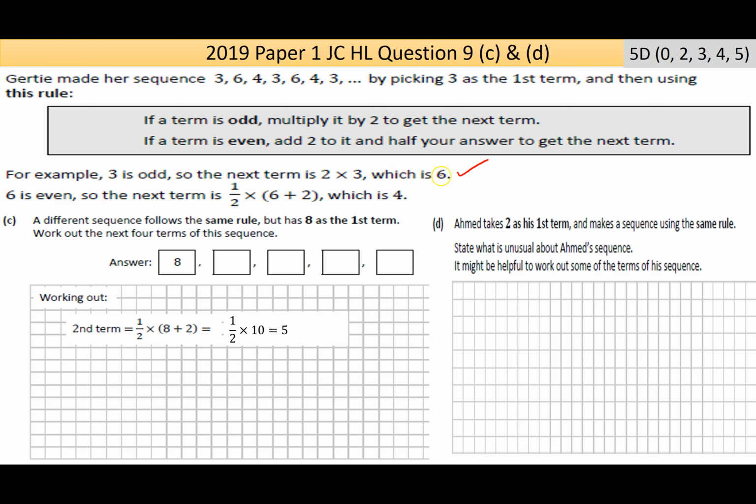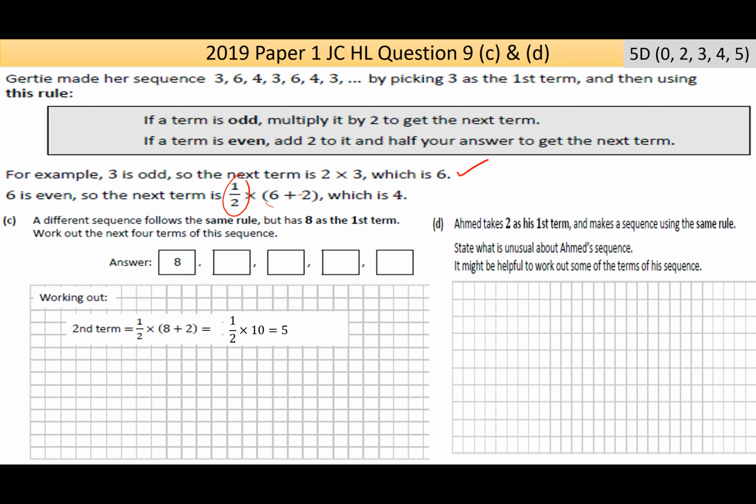They say if 3 is odd, the next term is 2 times that, so 2 times 3, which is 6. Now that's even, so that follows the second rule. So we're going to add 2 to it, so 6 plus 2, and then divide by 2, which is the same thing as multiplying by a half. So 6 plus 2 is 8. You do inside brackets first. 8 times a half is 4. And then that's even, so it'll generate another number. And you get a sequence that will do different things.